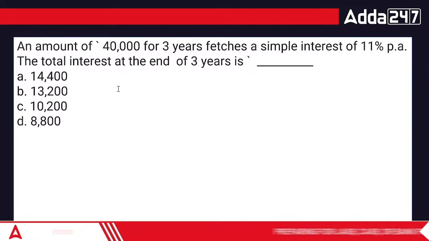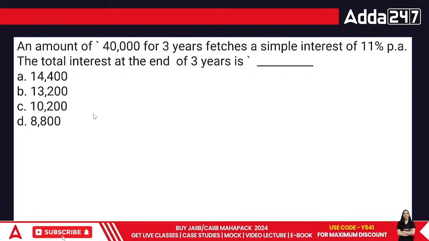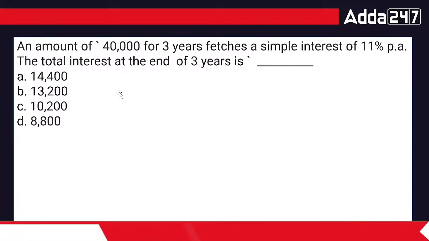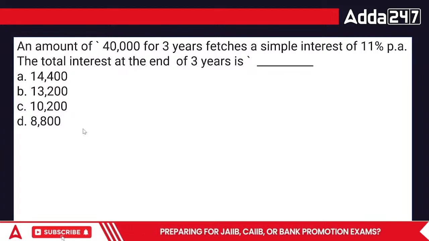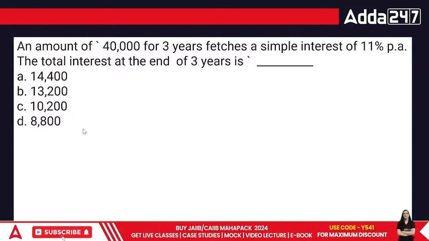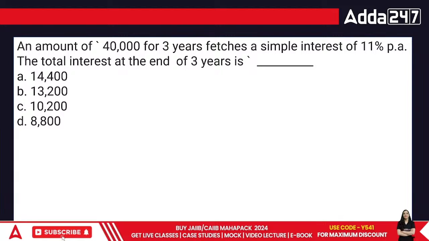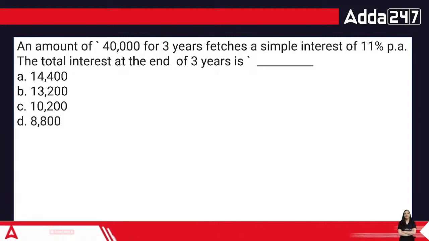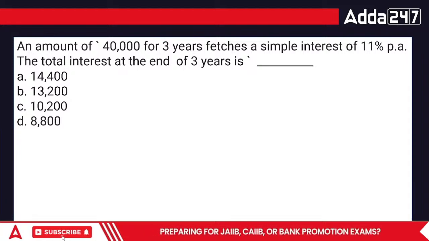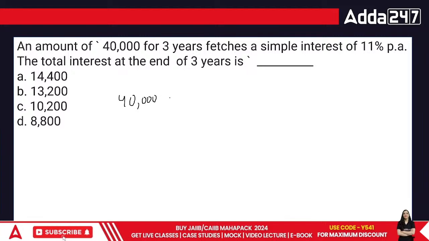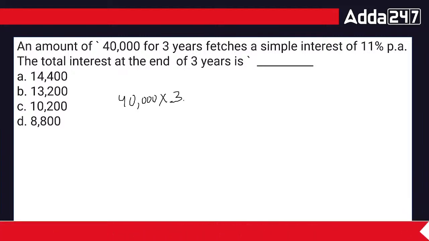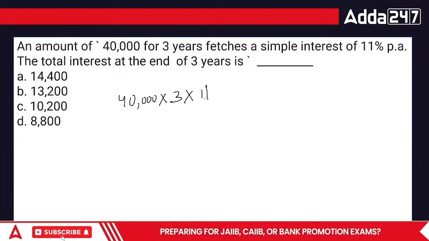Acha everyone, what's this numerical about? This numerical is about an amount of 40,000 for 3 years that fetches an interest rate of 11%. What is the total interest after 3 years? Everyone, they're talking about simple interest. Least work to be done by us. You don't really have to worry much. What do we have to do? We have to take this 40,000, then multiply it by 3 years, multiplied by 11%.